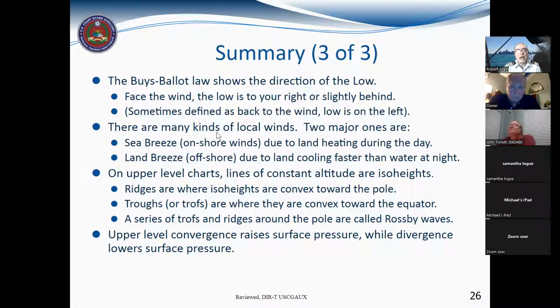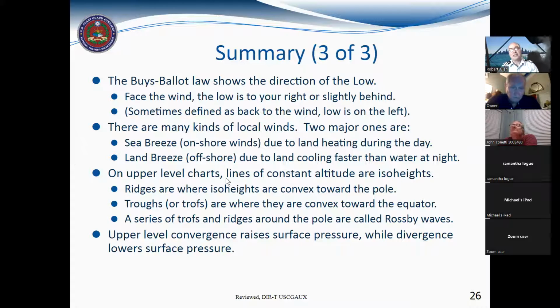There are many kinds of local winds. Two major winds are the sea breeze, when the air is blowing towards the land, due to land heating during the day, and the land breeze, when the wind blows away from the land. So a sea breeze is blowing in from the sea, and a land breeze is blowing out from the land. That's due to land cooling faster than water at night.